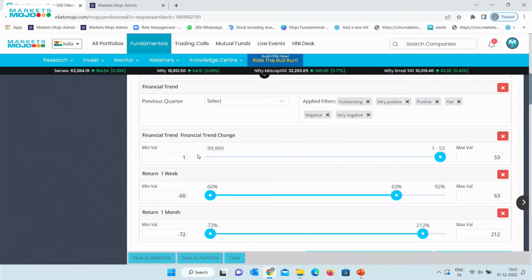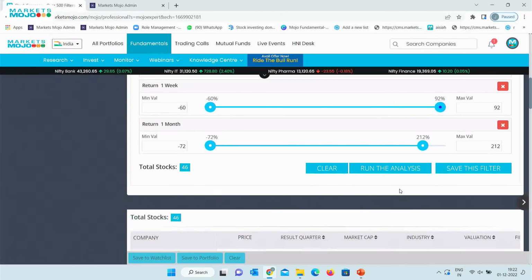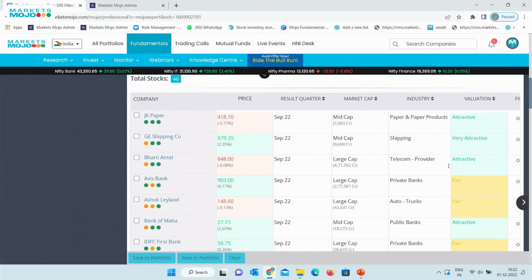Those whose financial trend score has changed, who have had growth. So I'll keep 1 as the minimum value and up to the maximum value. And I'm also putting these two filters over to see the returns, how it has performed. Okay, this is the particular screener which has been printed over here.